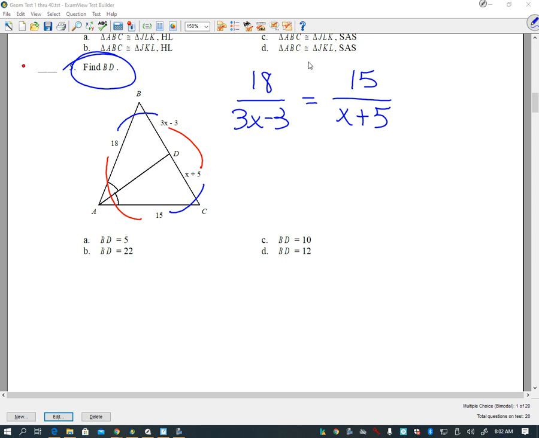Once I solve for x, what should I do? Plug it back in, but just anywhere? To 3x minus 3. Okay, so now that I've got a proportion set up, so far does this make sense? Okay, how do I go about solving a proportion? Cross multiply. Okay, tell me what you mean by cross multiply. What am I multiplying?